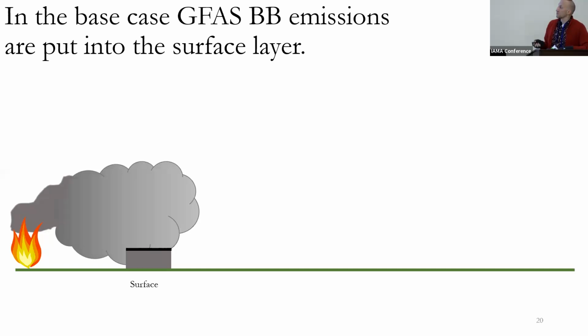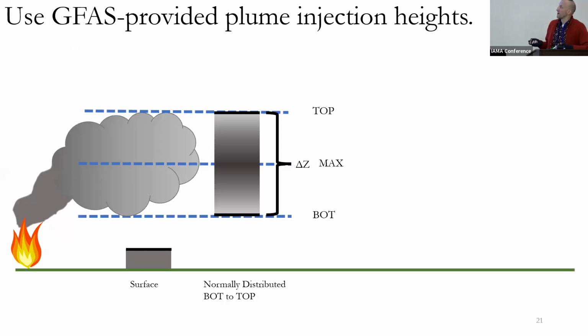So we can compare cases to where we emit smoke at the surface, which is often what we had done before for GEOS-Chem TOMAS. So this is a case where we would emit at the surface all the time, versus when we have the GFAS information on where we should be emitting the smoke from the plume bottom to the plume top.